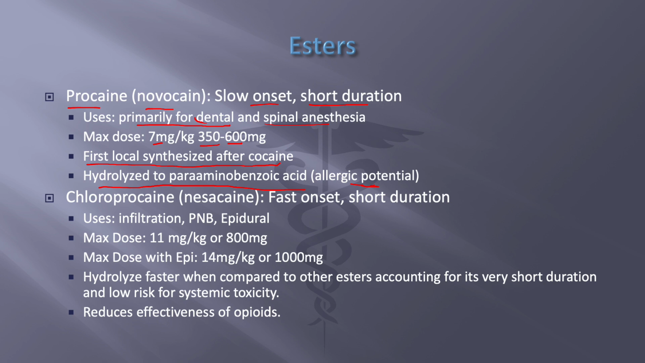And then chloroprocaine has a fast onset and short duration. It's used for infiltration, peripheral nerve block, and epidural. It has a high max dose of 11 milligrams per kilo, or 800 milligrams without epi, and then with epi, 14 milligrams per kilo, or 1,000 milligrams. So it's hydrolyzed faster when compared to other esters, accounting for its very short duration and low risk for systemic toxicity. That's why you see such high doses here. But it, interestingly, reduces the effectiveness of opioids.